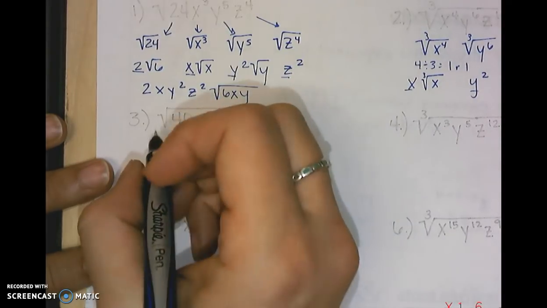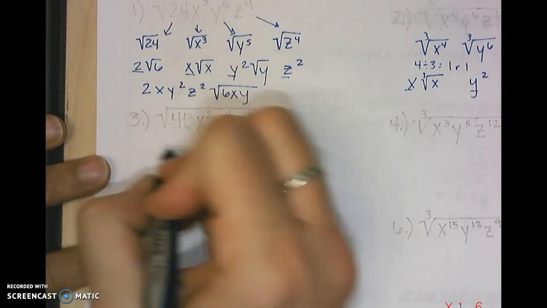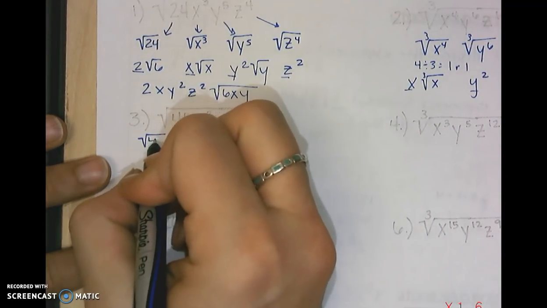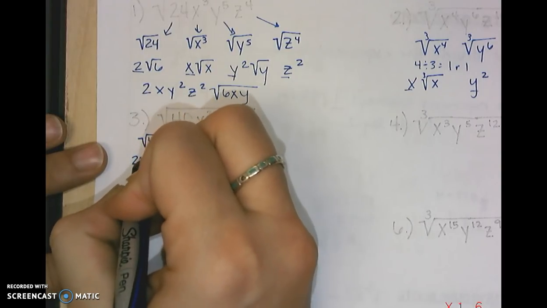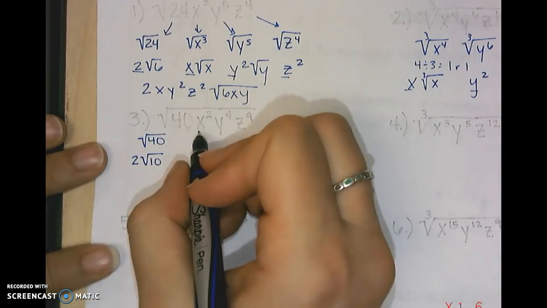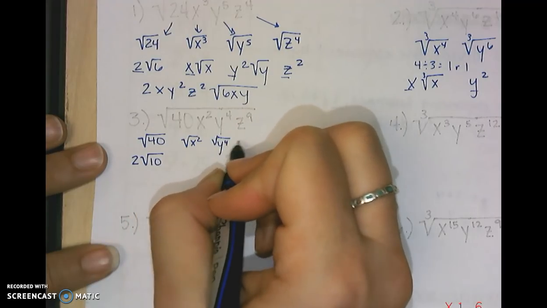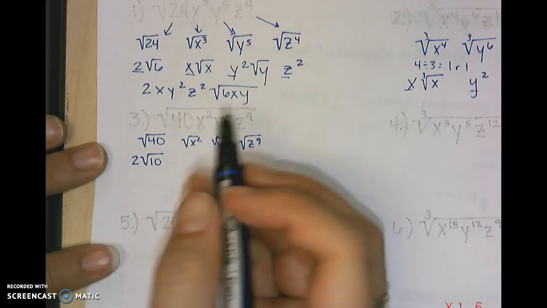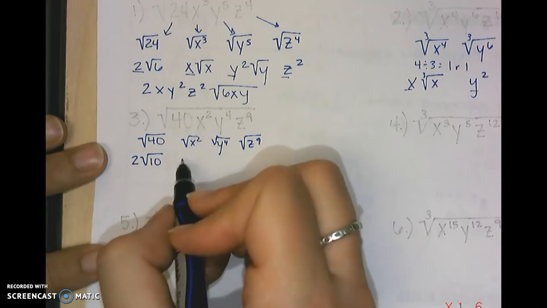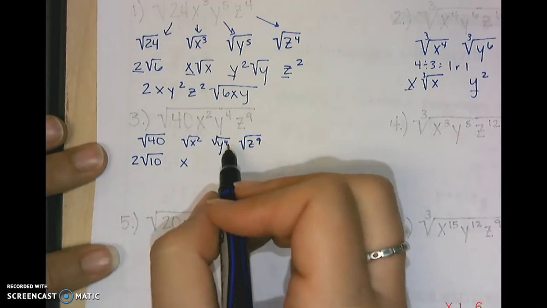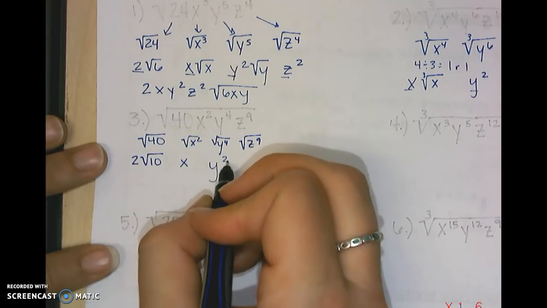So 40, I'm going to break down 40. So 40 is 4 times 10, so the square root of 40 becomes 2 radical 10. All right, square root of x squared, square root of y to the 4th, and square root of z to the 9th. So this is even, so 2 divided by 2 just gives me 1, so just x. 4 divided by 2 gives me y squared.